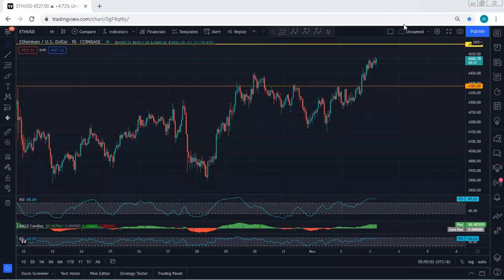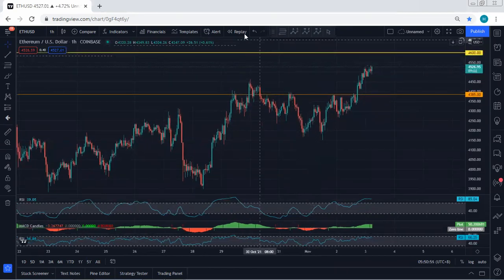ETH, start with the 1 hour chart. I just want to give a quick update. As we can see, based on the 1 hour chart, after we get this correction, the price broke the previous top. And right now we're looking to see the breakout of the 4.6K.